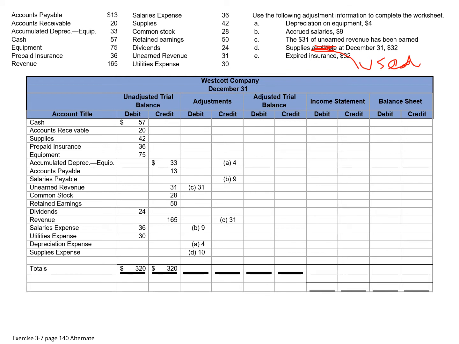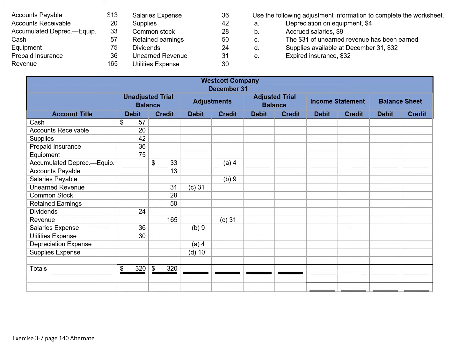And then our supplies used, oh, this one worked right, sorry. Supplies used, we had 42. We have available at the end 32, so we've used 10. So let me erase this, sorry. On my example, it was the other way around.